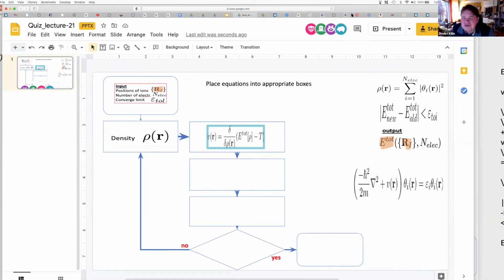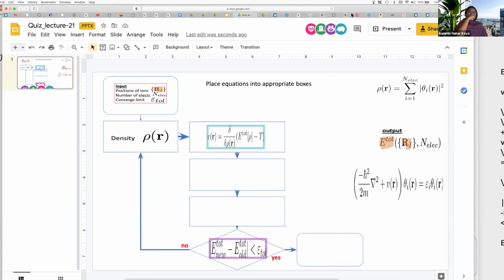So who put the input into the first box? Input and density. I did it. Okay, thank you. Now, who was putting the potential? Sarah. Let's probably temporarily remove it because it will fit a different block better. Okay, who placed the tolerance limit? Lola, yes. Thank you. The tolerance limit for the diamond, yes, correct.